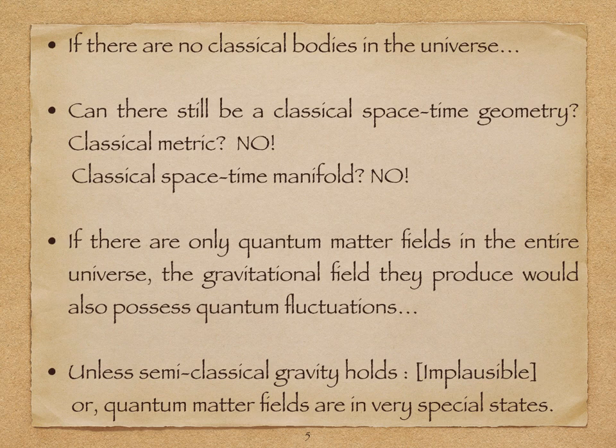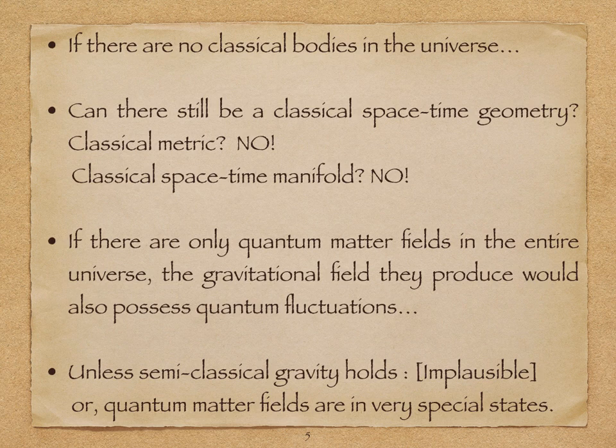So, if you do not have any classical bodies in the universe, you cannot have a classical metric, you cannot have a classical space-time manifold. So, if there are only quantum matter fields in the entire universe, the gravitational field they produce would also possess quantum fluctuations. It's easy to make a picture of this. We have all these quantum objects that I said are left when you have switched off the classical bodies from the universe. These quantum objects are going to produce their own gravitational field, however small. It will have fluctuations. Anything quantum produces a field that has fluctuations.